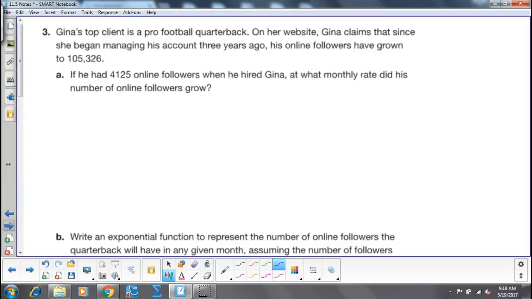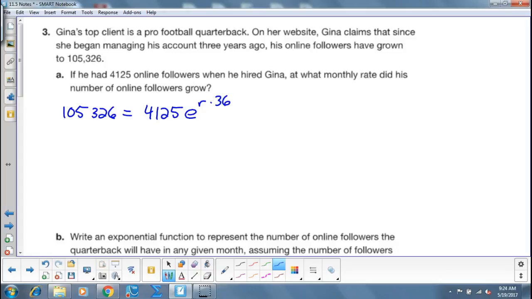Try number 3. So, he's got 105,326 followers right now. He started with 4,125. Okay? We don't know what R is, correct? But how many months have gone by? 36, because it's 3 years. Each year has 12 months, so that's 36 months.